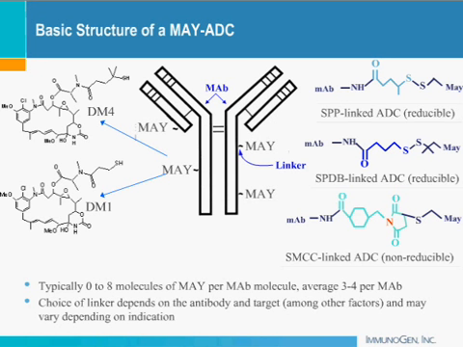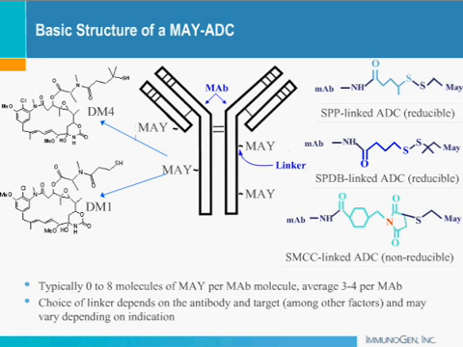Typically, all ADC molecules would have 0 to 8 maytansinoids attached to the antibody, and on average, the drug-to-antibody ratio is about 3 to 4. The linker choice is dependent on the antibody, the target that it's made for, and also depends on the indication for that particular conjugate.